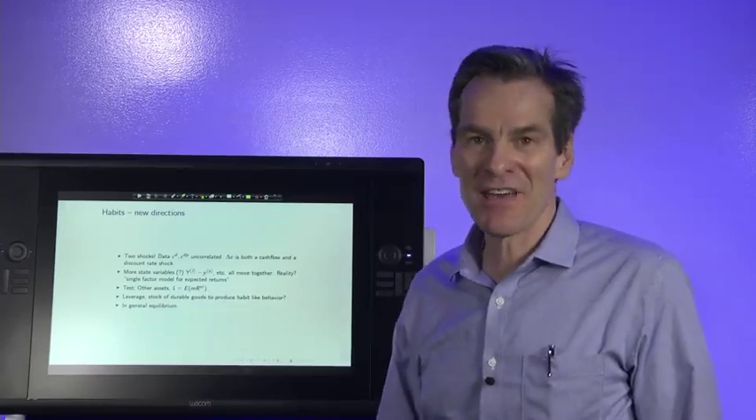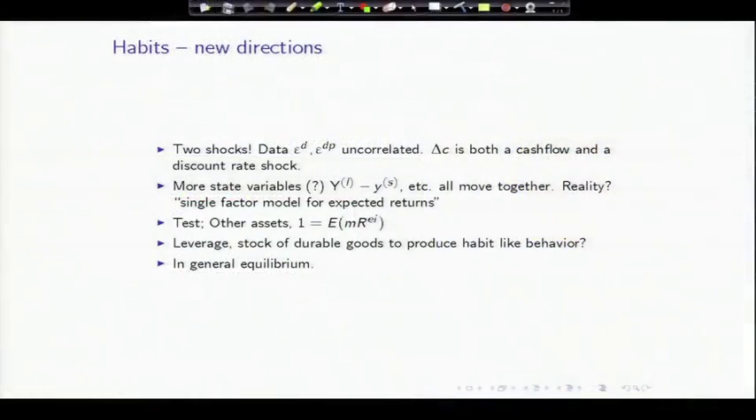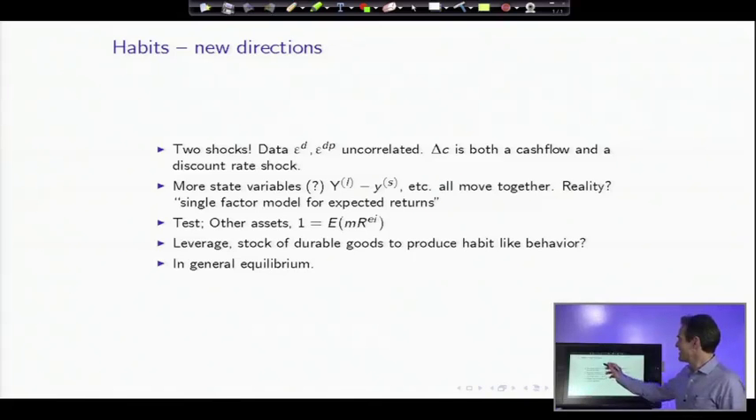Habits, not all is done with habits. That was the first step. All of us need to take the second steps. First of all, this model has a big failing. It only has one shock. We know in the data there's 2 shocks, at least. The dividend growth and dividend yield shocks are both there and they're both uncorrelated. In our model, consumption growth is both the cash flow and the discount rate shock. We've seen the VARs where they're both there.